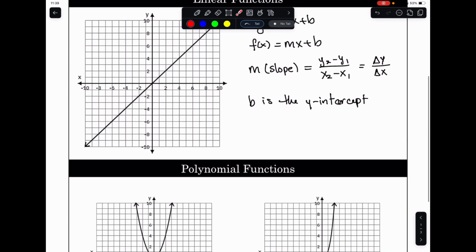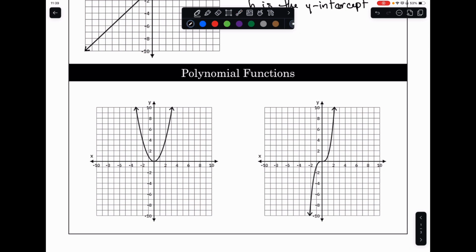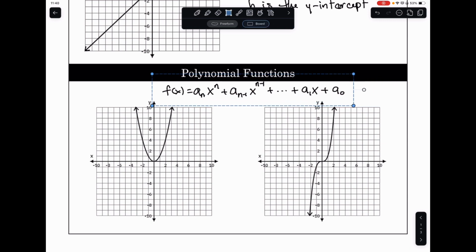Now, a polynomial function is a function in the form of f of x is equal to a sub n times x to the n power, plus a sub n minus 1 times x to the n minus 1, and so on, until I get to a sub 1 times x to the first power, our linear term, and then a sub 0, which is our constant. Now, a couple things about these functions right here. These functions, again, are examples of polynomials.